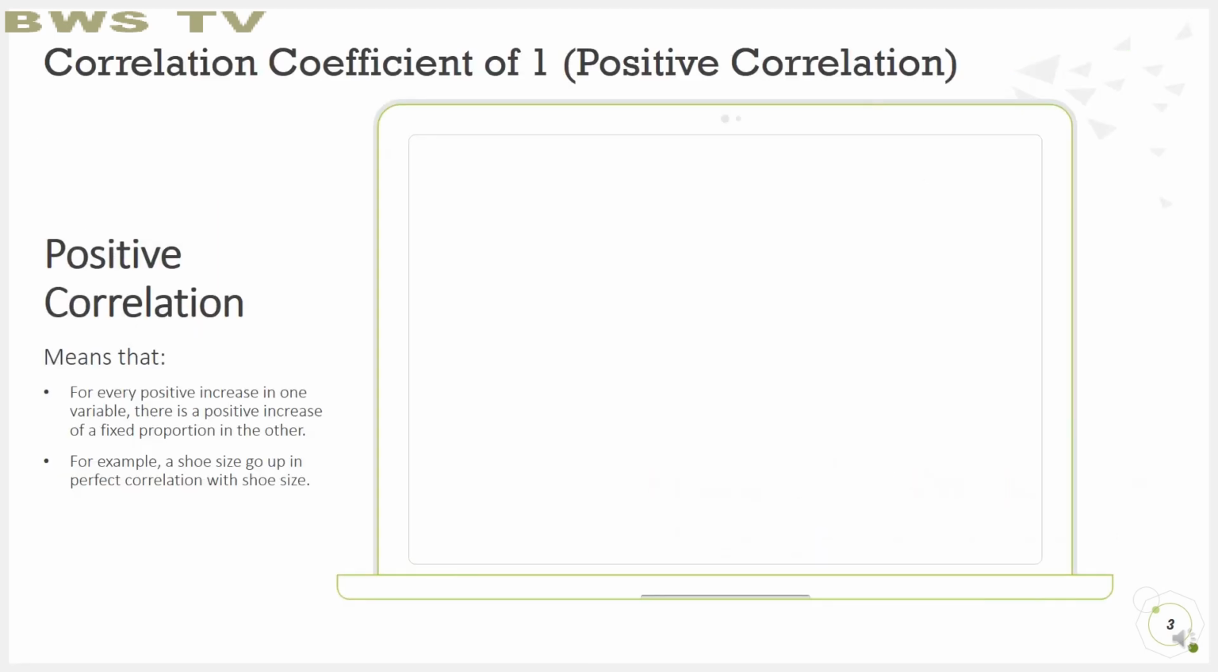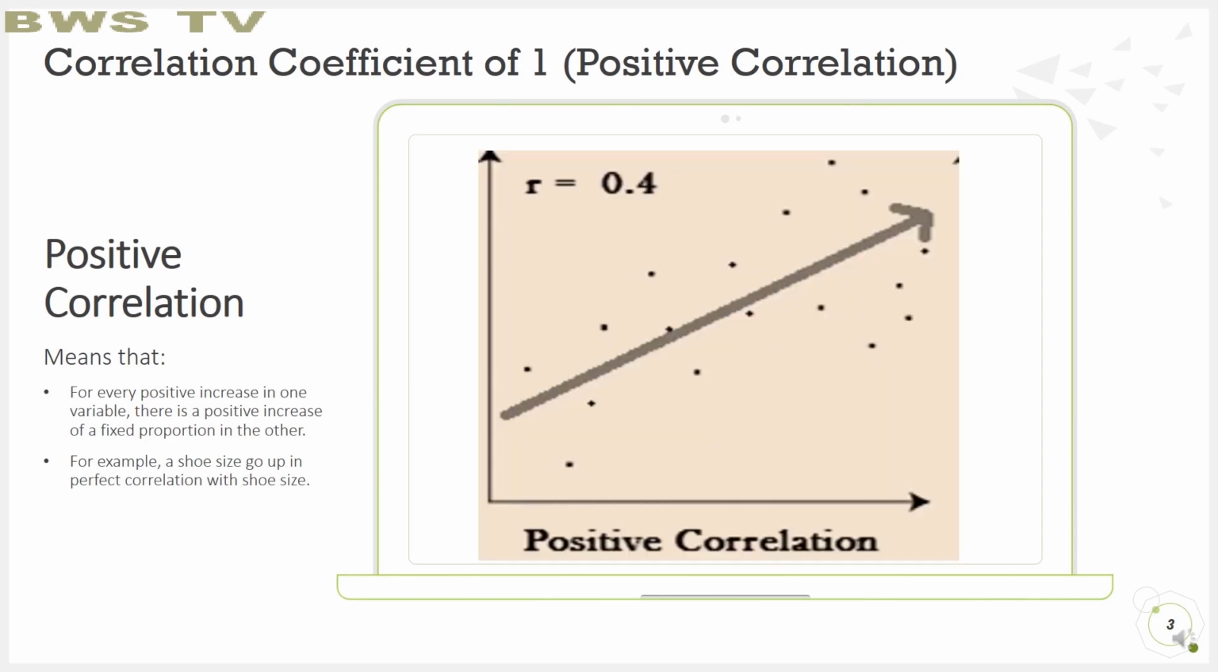So, a correlation coefficient of 1, or positive correlation, means that for every positive increase in one variable, there's a positive increase of a fixed proportion in the other. For example, shoe size goes up in perfect correlation with foot size. So that's a graph. It's going up. That's a positive correlation.